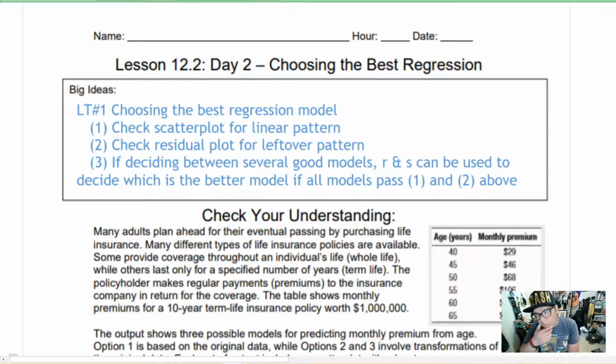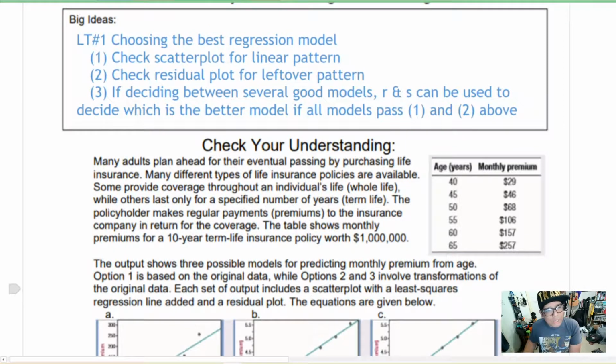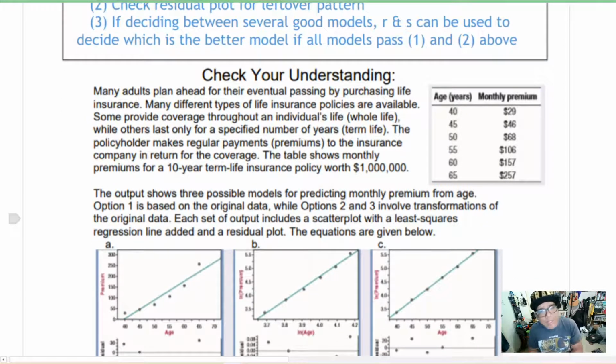Remember, R is a number which shows us the strength of the linear relationship, and S is the standard deviation of the residuals. Ideally, R should be close to 1 or -1, and S should be small. Okay? So let's check our understanding, and we're going to be done with statistics before you know it.